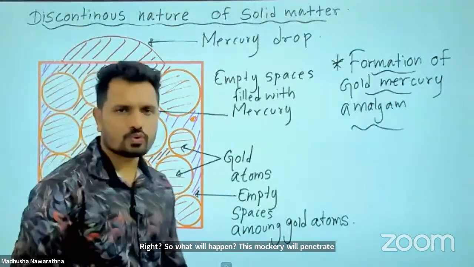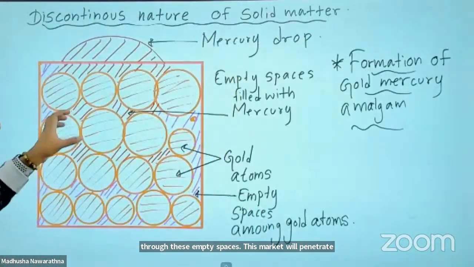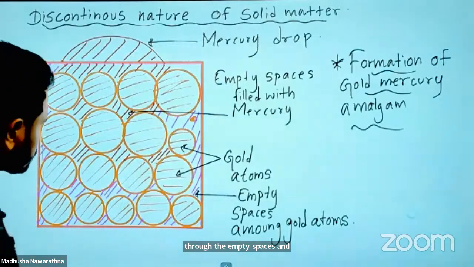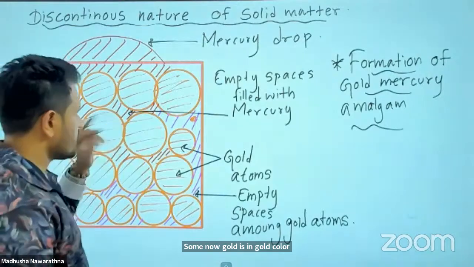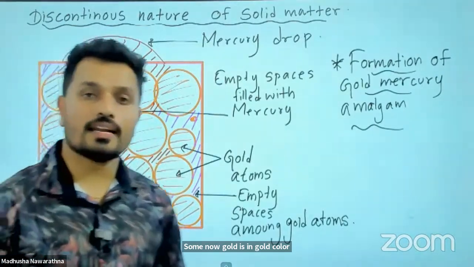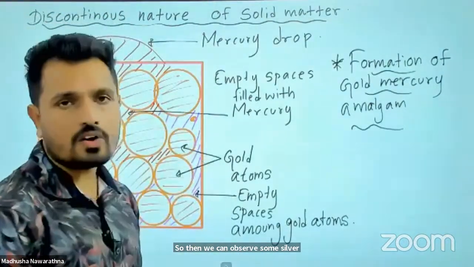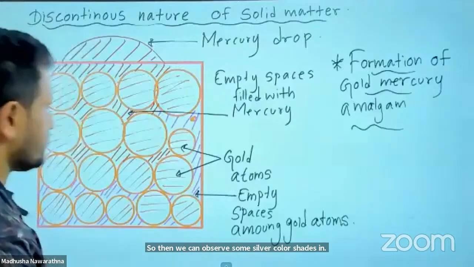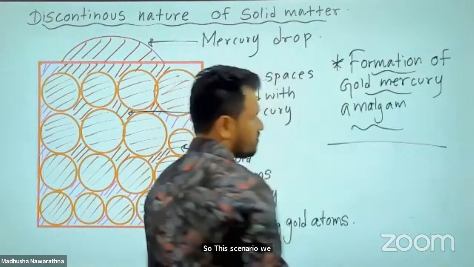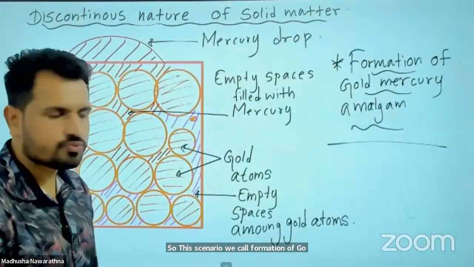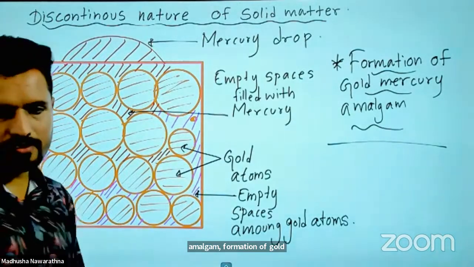This mercury will penetrate through the empty spaces, and then this will result in some change. Now gold is gold in color, but mercury is silver in color. So we can observe some silver color shades in the gold plate. This scenario we call formation of gold mercury amalgam. Right, okay guys, that's it.